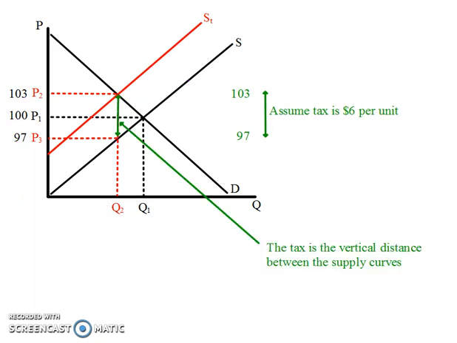So to think about that, we're going to use these numbers over here, and we're going to remember that the tax is the vertical distance between the supply curves. That was the definition we talked about on the previous videos. So this vertical distance right here is the amount of the tax. Here's what's happening.